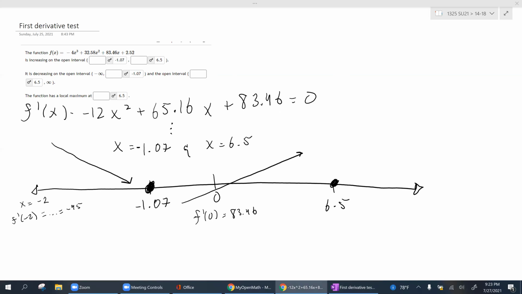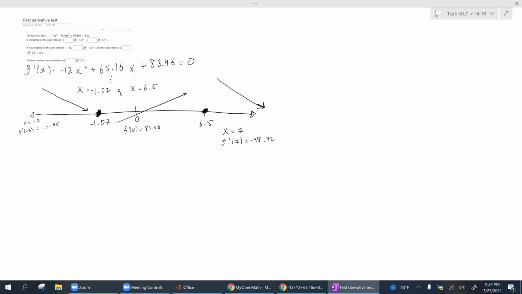And if you plug in to this side of the critical point, let's just say 7, you go ahead and apply 7 into the first derivative. And you find out that this gives you approximately negative 48.42. And again, you're not worried about the value, you're worried about the sign. So this is decreasing.